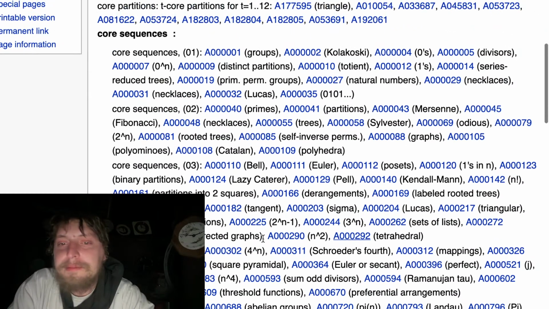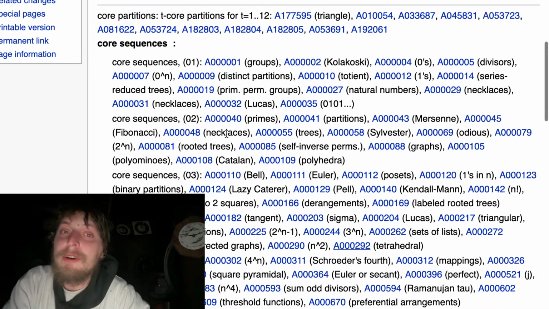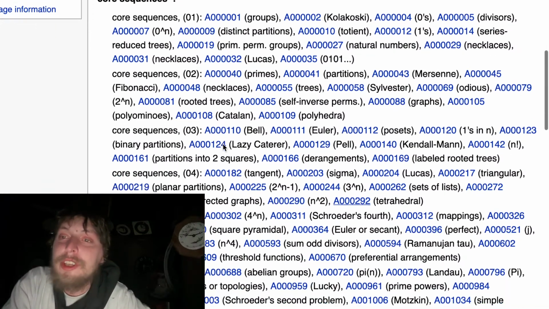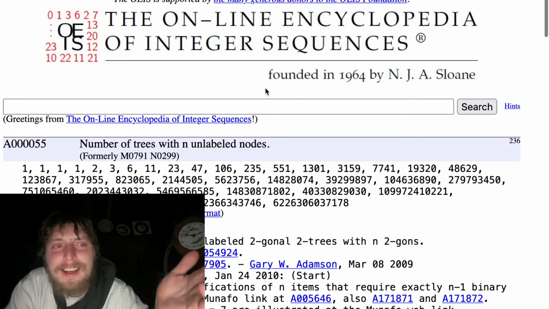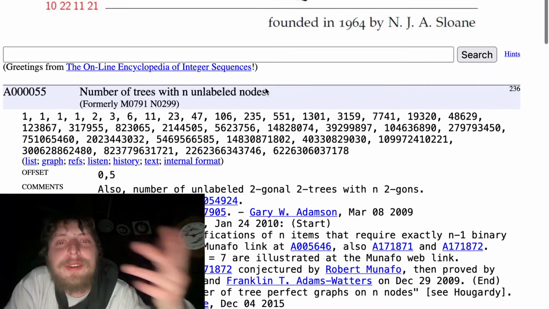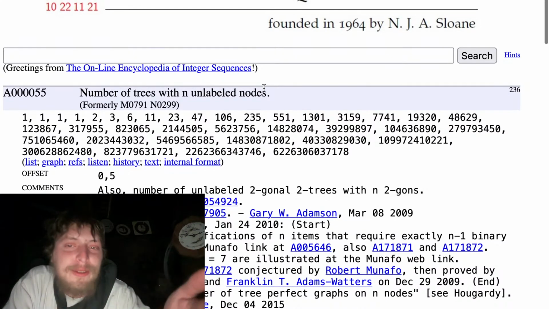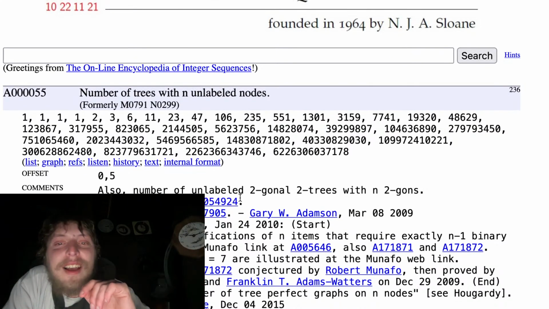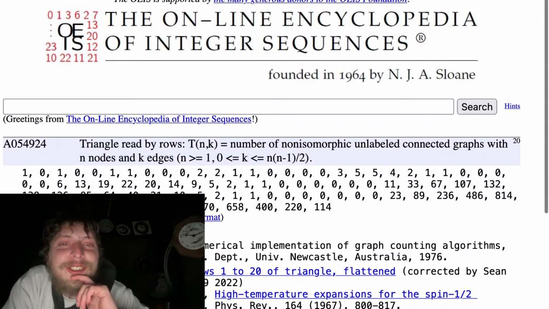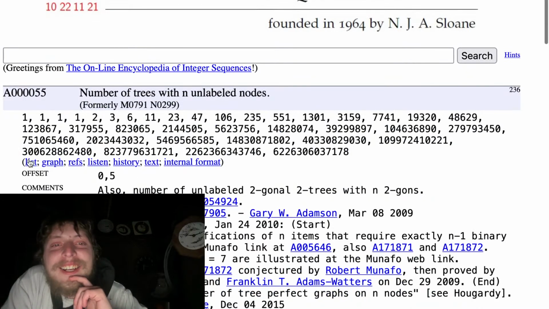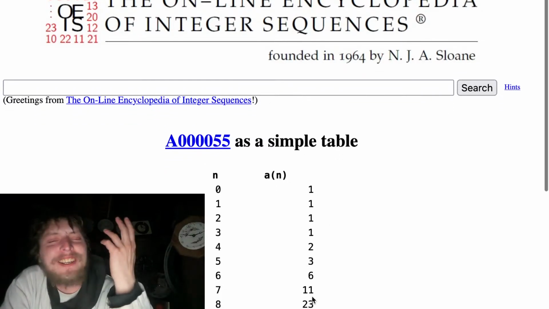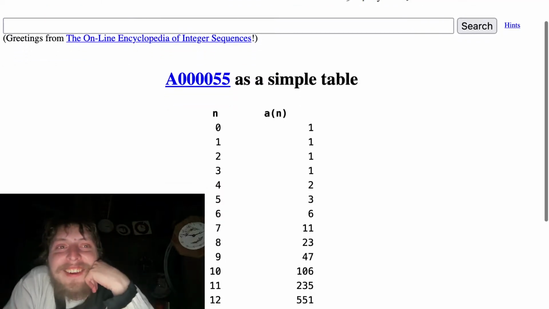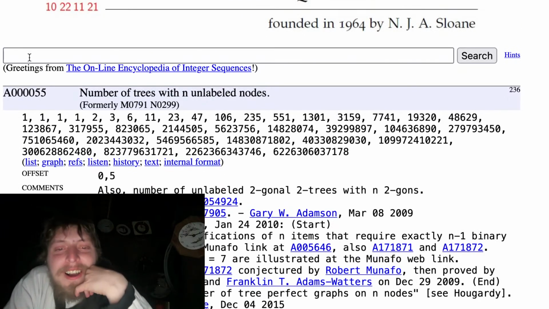Let's see. So, a lot of cool ones here, and there's a few that I'm sort of curious about when I see them that I don't know what they mean. Trees could be referring to a lot of different things. This is the number of trees with n unlabeled nodes. And it's a diagonal of this one, a whole triangle. Here, it's a really interesting sequence. 1, 1, 1, 1, 2, 3, 6, 11. And it's like, okay, very interesting what's going on.